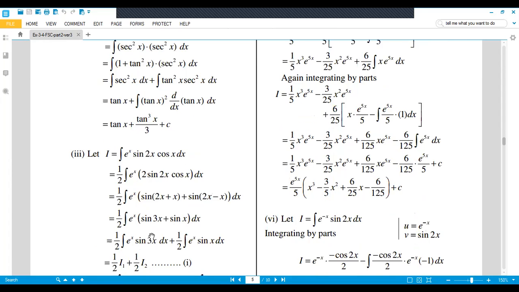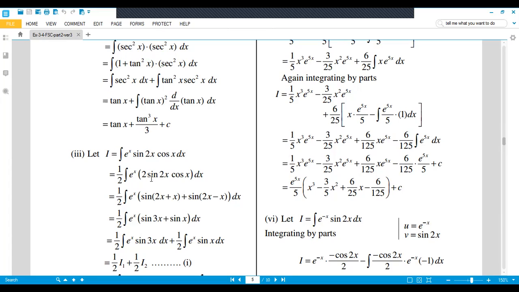Come to the third part. In the third part, you are given I is equal to the integral of e^x sin 2x cos x dx. Here, if 2 were present with sin 2x cos x, it would automatically be converted by the formula, but here 2 is missing. So what will we do? We multiply and divide by 2. The division by 2 will come at the start and the multiplication by 2 will come with sin 2x cos x.